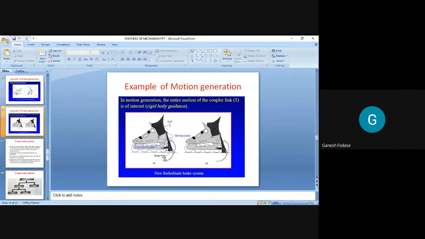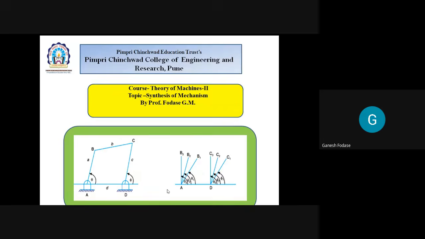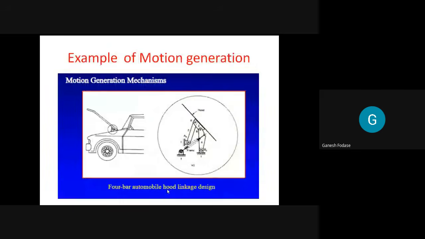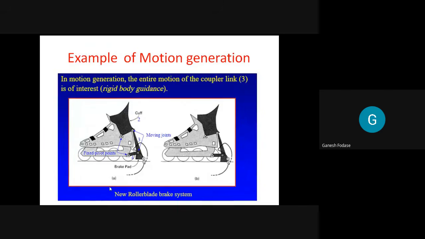Motion generation, one more example is there. You can see, just go through this and tell me what you understand from it. Can we call this problem a function generation problem? Sorry, motion generation. You should understand when we can call that a problem. Which task is it?